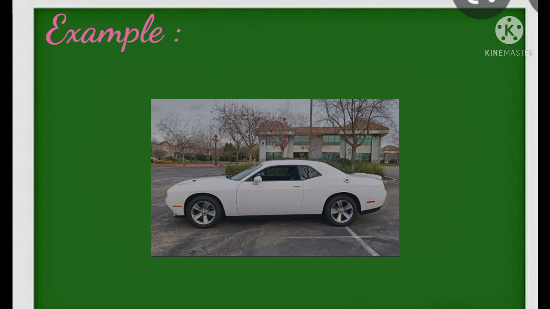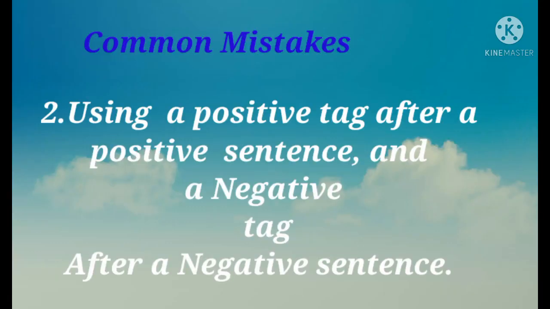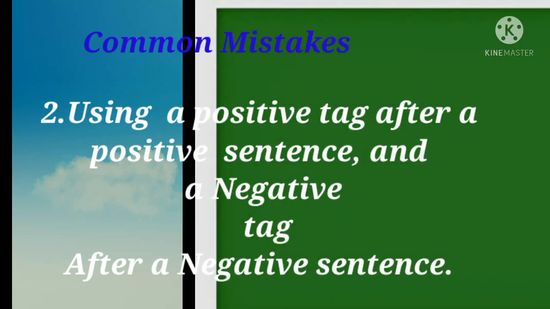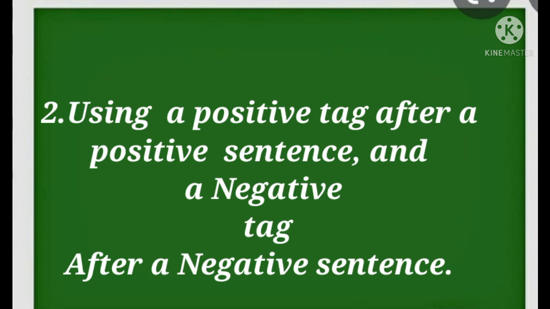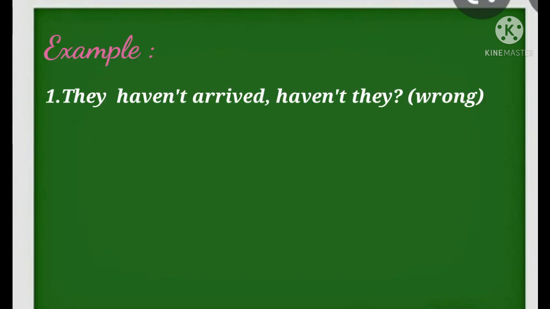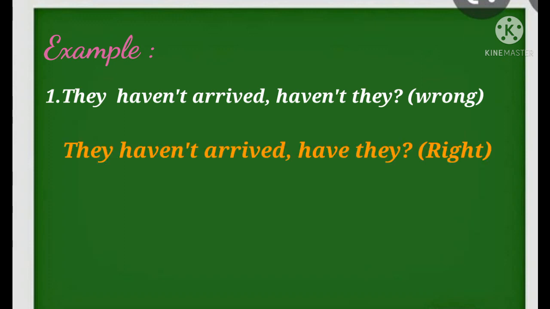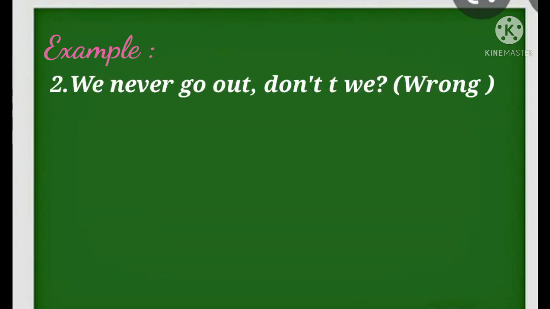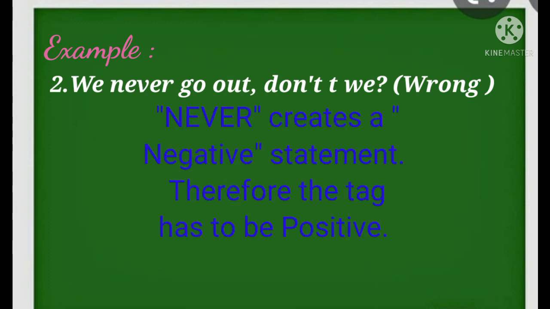And another common mistake is using a positive tag after a positive sentence and a negative tag after a negative sentence. For example, they haven't arrived, haven't they? As you have learned, because the sentence is negative, the tag has to be positive. They haven't arrived, have they? Or we never go out, don't we?